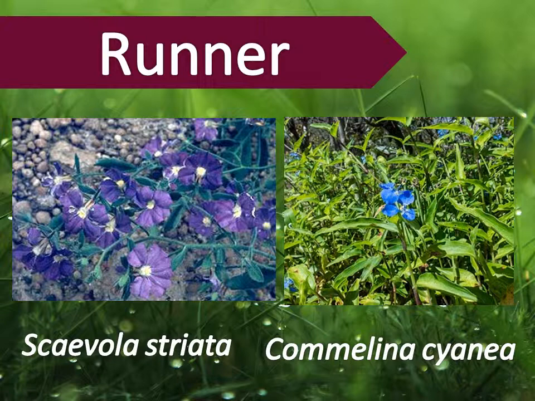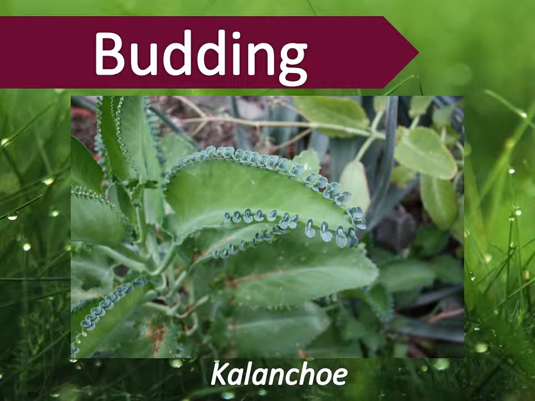New plants grow at the nodes along the runners. Scaevola striata and Commelina cyanea are two plants that have adapted to use this method. The plants grow from the parent plants and are then able to become separate plants. Kalanchoe produces buds along leaf margins, which can break off and form new plants.